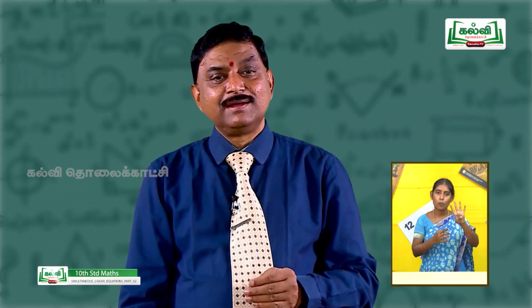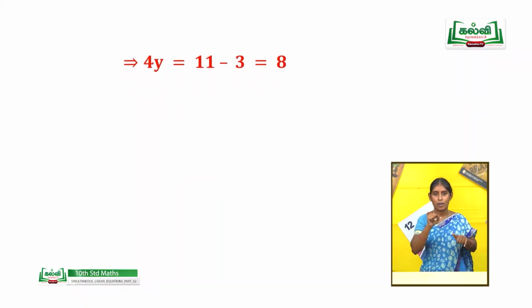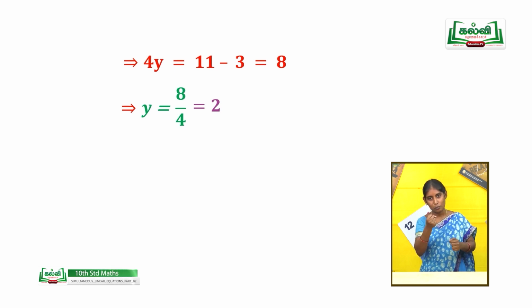Minus 3. So, 4y equal to 11 minus 3. What is 11 minus 3? 8. So, 4y equal to 8 means you know how to find y. y equal to 8 divided by 4, very simple division, so that is 2. So, you got the value of y as 2 now. You know now x value and also y value.